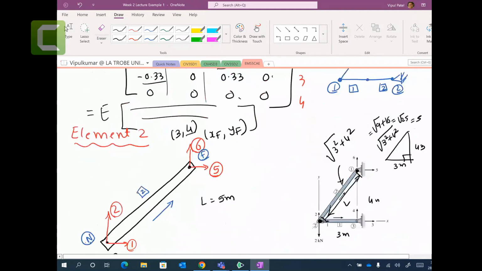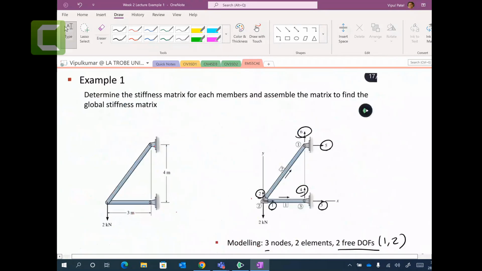Now, out of these ones, because last week we did the fixed and free degrees of freedom, you can see that this pin is not allowed to move in the X direction, and this pin is not allowed to move in the Y direction. So it is restricted. It is a fixed degree of freedom. So the fixed degrees of freedom are 3, 4, 5 and 6.